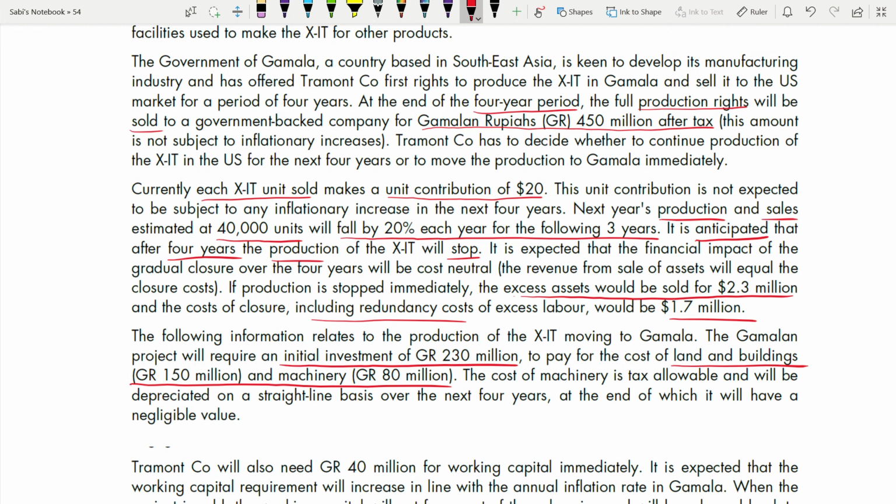The cost of machinery is tax allowable. Tax allowable depreciation will come. Either it will come in the 50 marks question or in one of the 25 marks questions, depending on where net present value comes. But that you have to learn. It's a must topic. Only machinery is tax allowable, not land and buildings. And it will be depreciated on a straight line basis over the next 4 years, at the end of which it will have a negligible value.